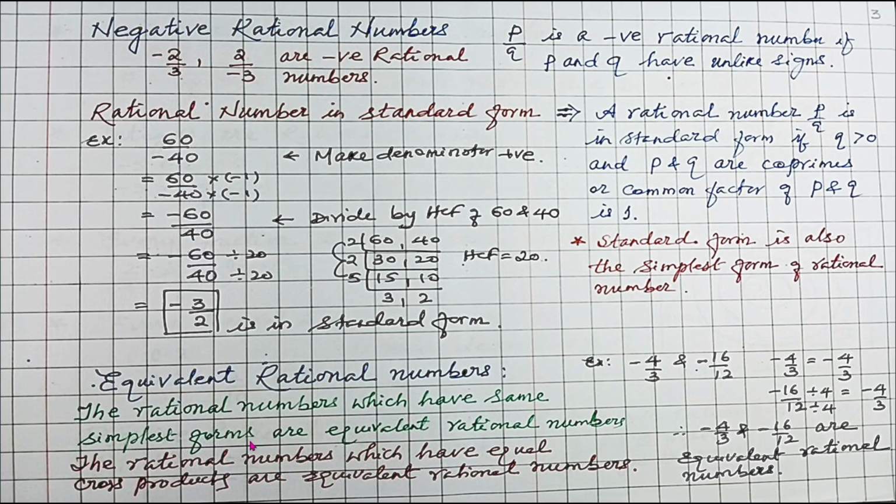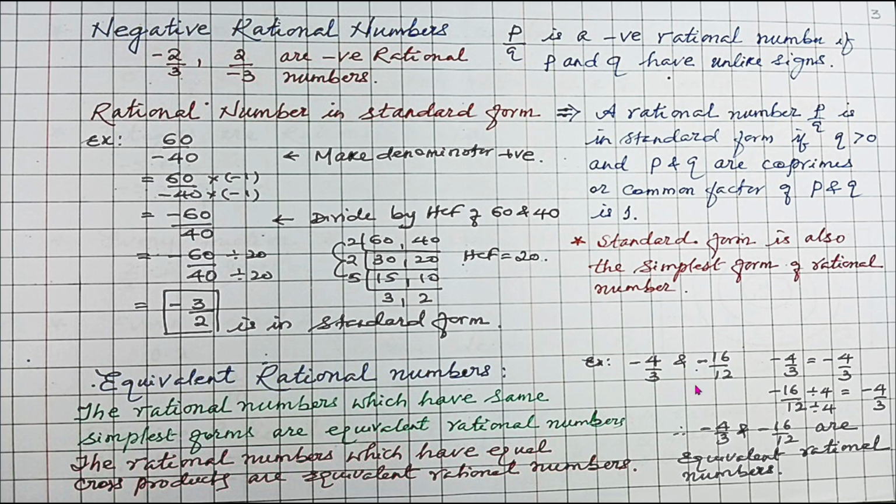Okay, please remember, any given rational numbers, if they have the same simplest form, then they are equivalent rational numbers. Or the rational numbers which have equal cross products are also called equivalent rational numbers. Let us take an example and understand this.